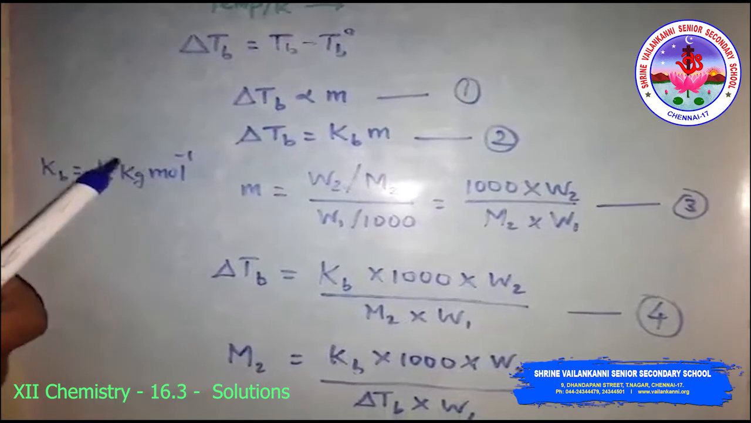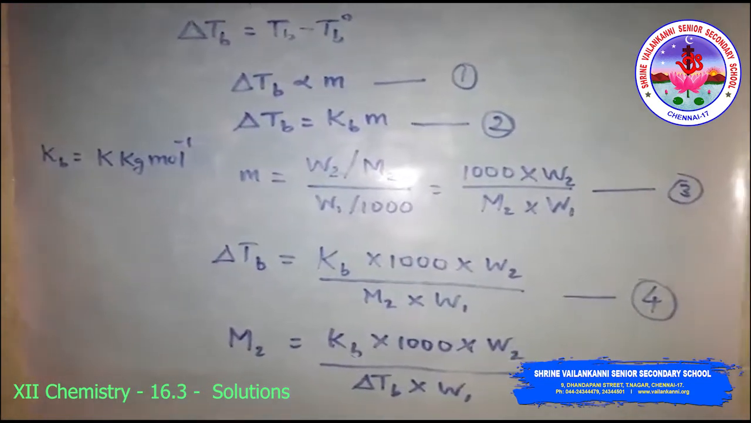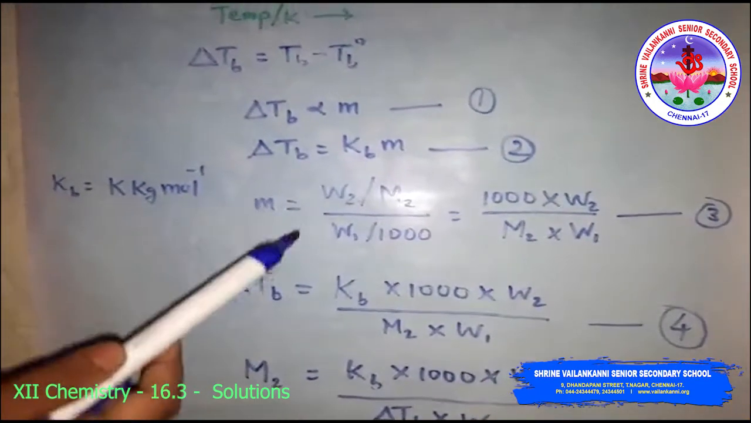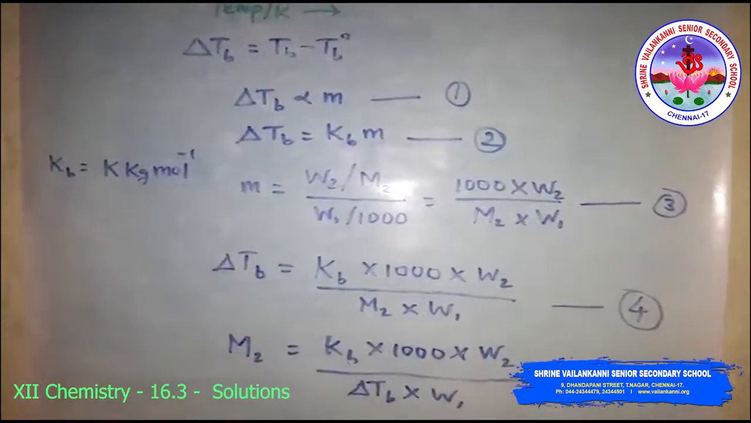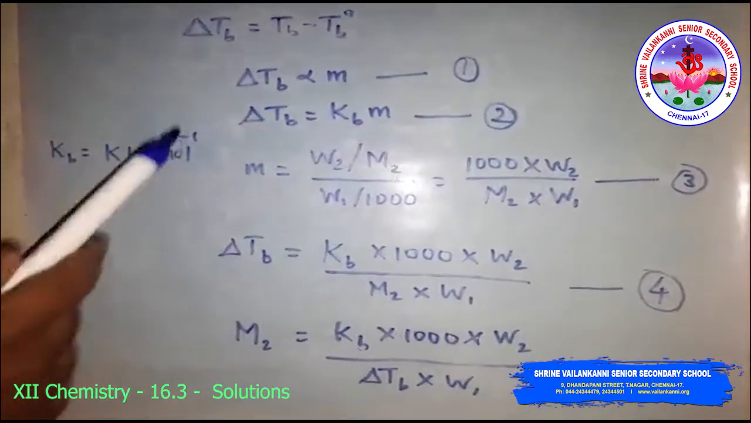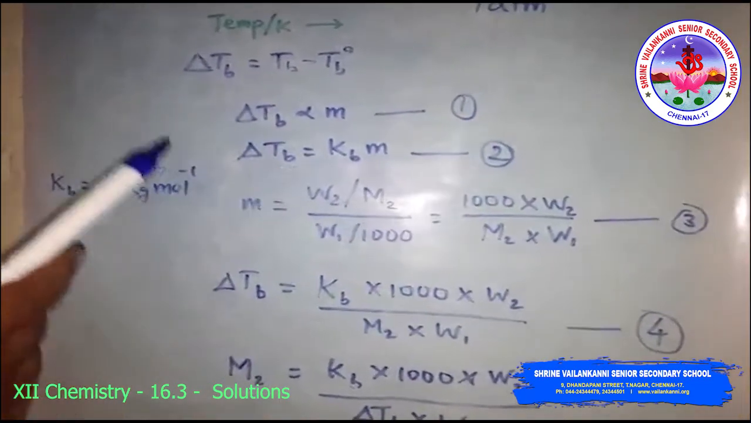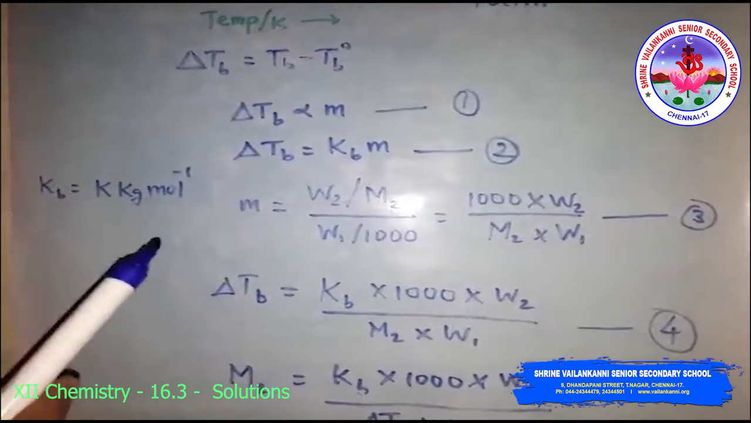Usually the Kb values are given in the numericals. So you have to find the respective quantity, like M2 or delta Tb, whatever it is. Usually the Kb value for boiling point we will give, and the Kf value also we will provide.